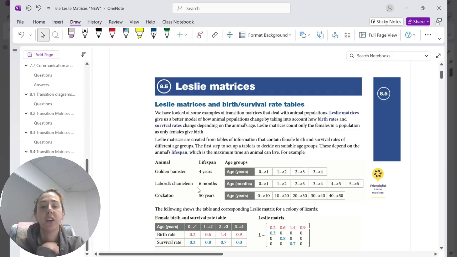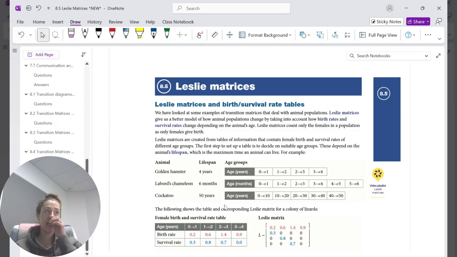For this chameleon, though, we've got a 6-month lifespan only. So we're going to talk in months, not years. And we might do 0 to less than 1 month, 1 to less than 2, 2 to less than 3, 3 to less than 4, 4 to less than 5, and 5 to less than 6 months of age. If we look at a cockatoo, though, they live for up to 50 years. So we're going to try to make some bigger buckets of time, I guess.